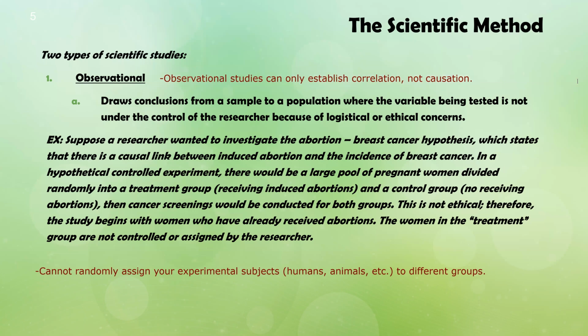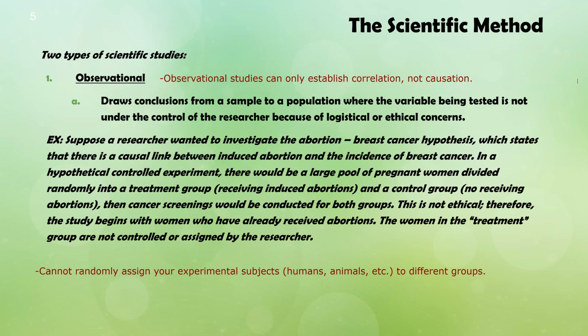In a controlled experiment, there would be a large group of pregnant women. I would randomly assign some pregnant women to get abortions, some to not get abortions. Then I would do cancer screening years after the procedure for both groups, right? I'd cancer screen my women who had their babies, and cancer screen the women who had abortions.